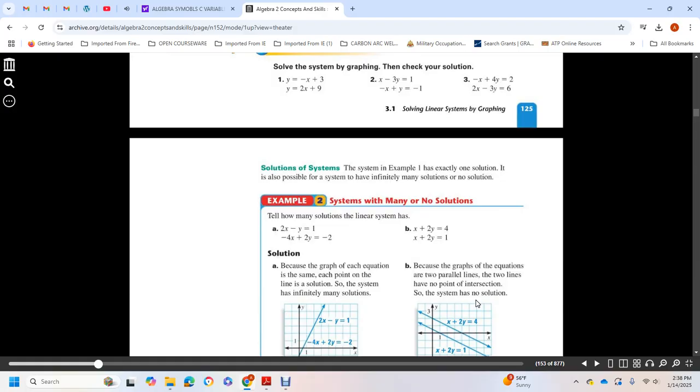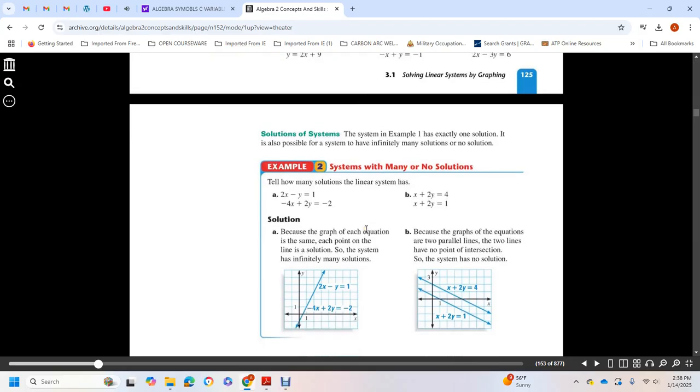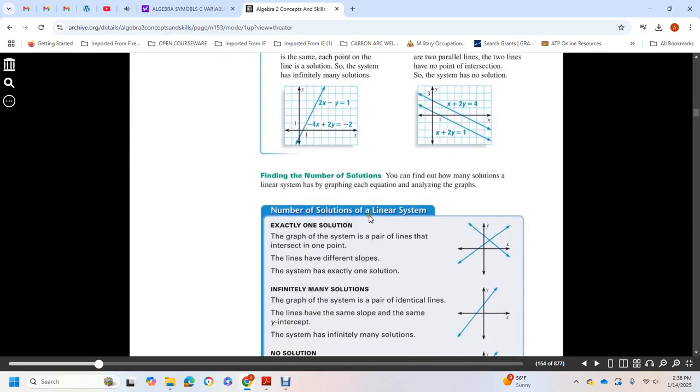It is always possible that systems have infinitely many solutions or no solutions. Find the number of solutions of a system. You can find how many solutions a linear system has by analyzing the graph of the equations. Exactly one solution: the graph of the system is a pair of lines that intersect at one point.